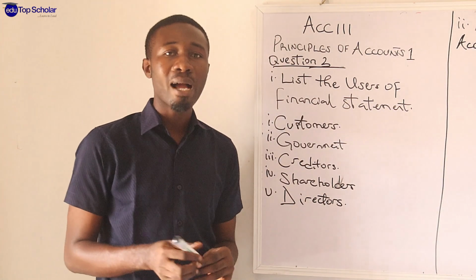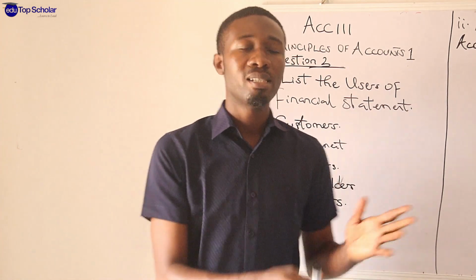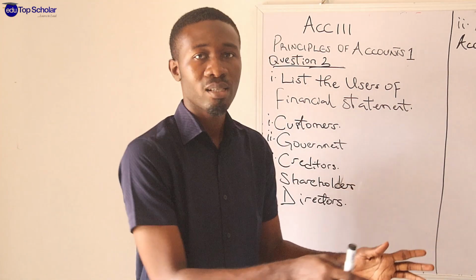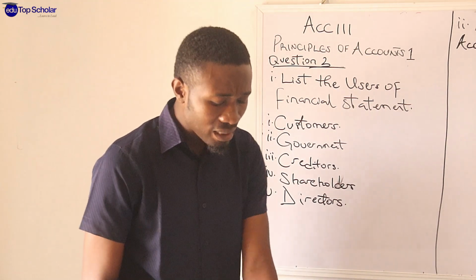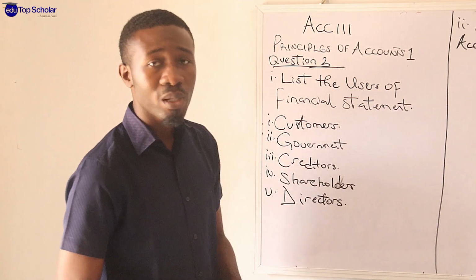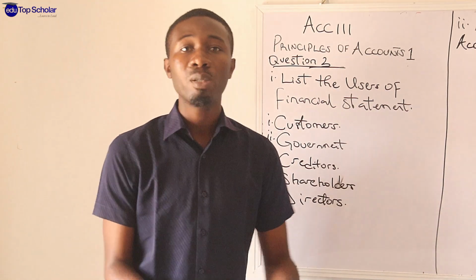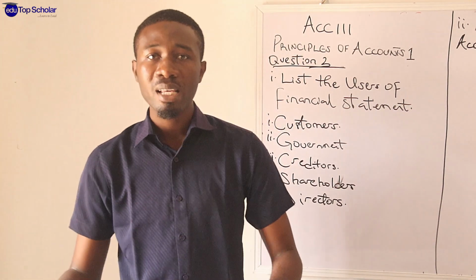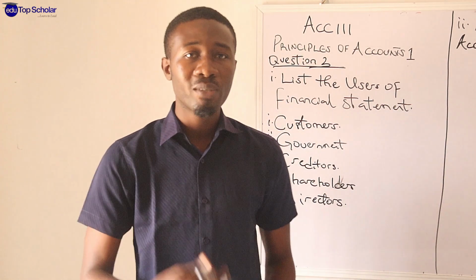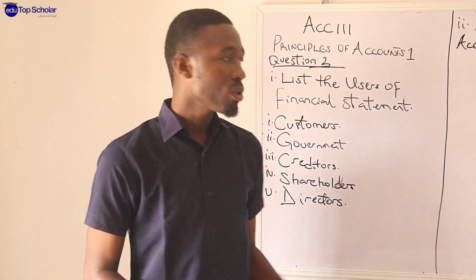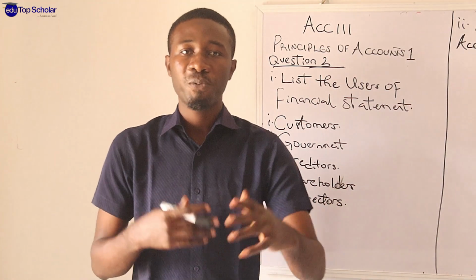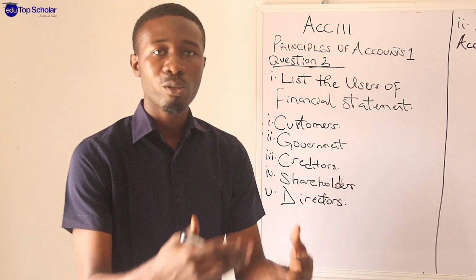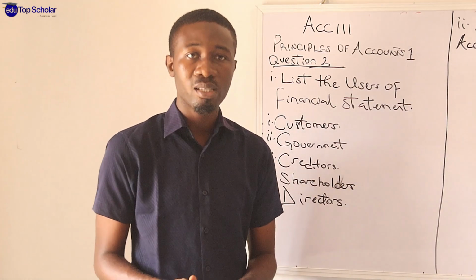The directors are the ones that manage the entity. They are the ones that manage the business, the organization. So they are interested in the financial statement because they want to also know how the business is doing, the cash flow of the business, the profit of the business, the changes in equity of the business. They want to see how the business is faring per time, this year, last year, the year to come. They want to know how the business is faring.